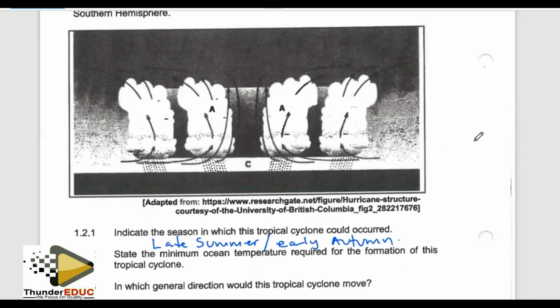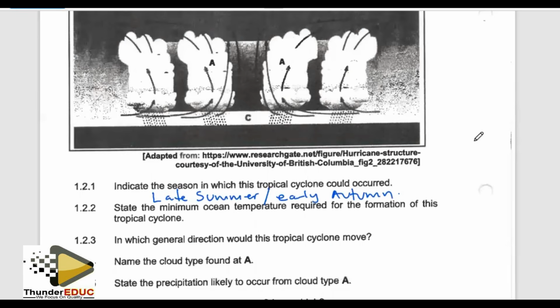1.2.2, it says, state the minimum ocean temperature required for the formation of this cyclone. And we know cyclones require 26.5 degrees Celsius or 27 degrees Celsius. So those are the minimum temperatures that are required. When we say minimum, it means we can't go below that. So it is from 26.5 going upwards. All right.